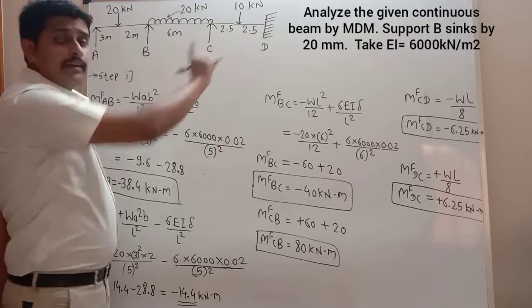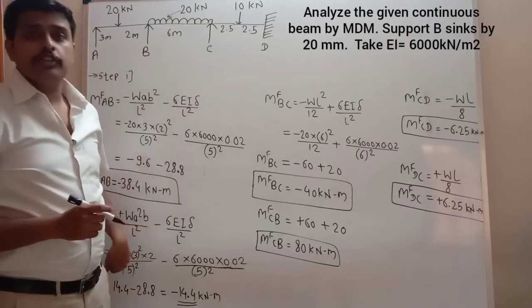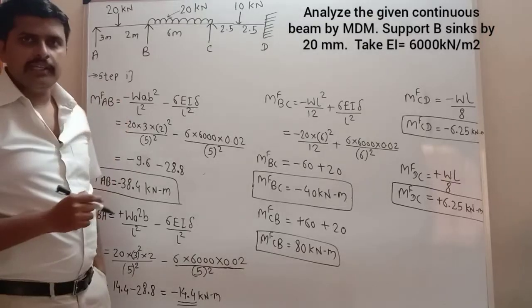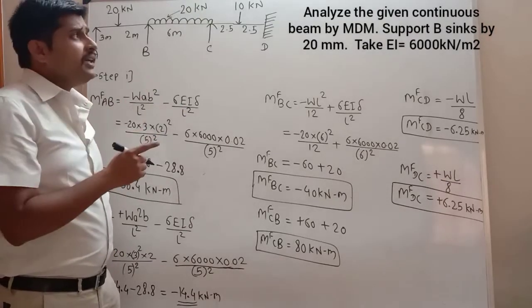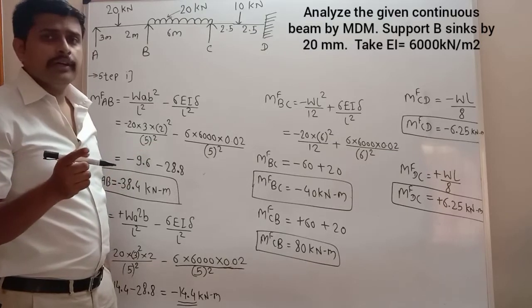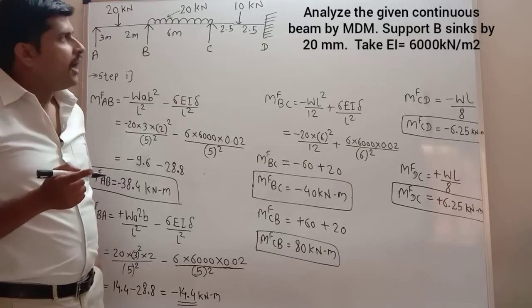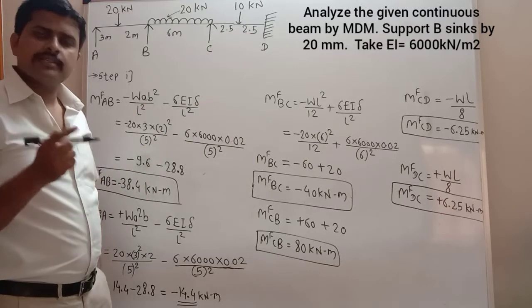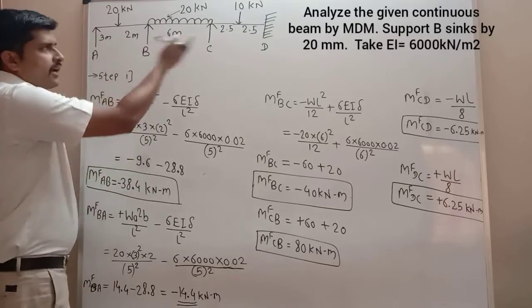So here is your question: analyze the continuous beam ABCD by moment distribution method. Support B settles downward by 20 mm with respect to A and C, and the value of EI is 6000 kilonewton meter square. So here is the diagram.